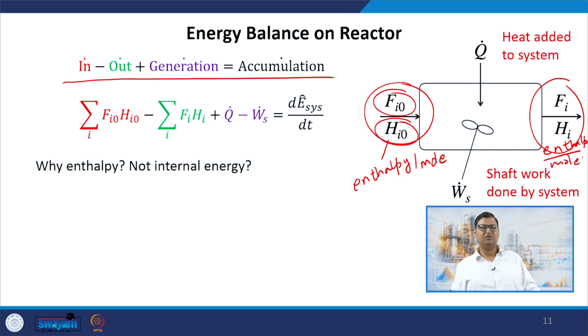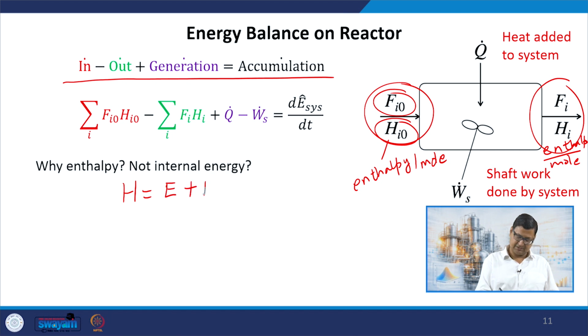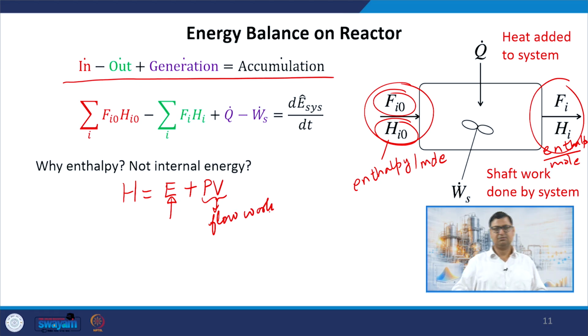You may argue why we are looking at enthalpy and not internal energy. What we have to keep in mind is that enthalpy is internal energy plus PV. The internal energy part is what comes from temperature, the E. The second part essentially corresponds to flow work. So whenever something is coming in and filling the tank, it is essentially doing flow work on the reactor.